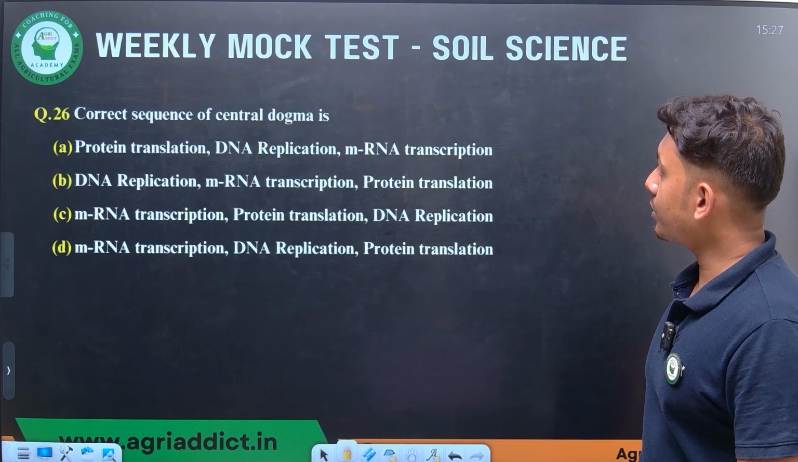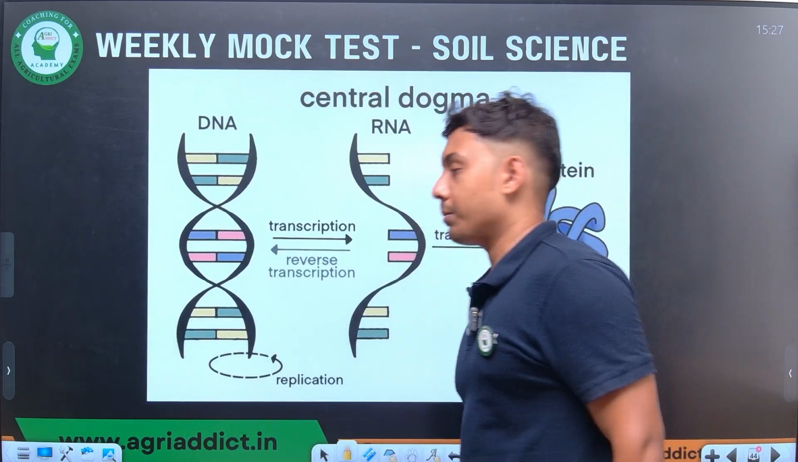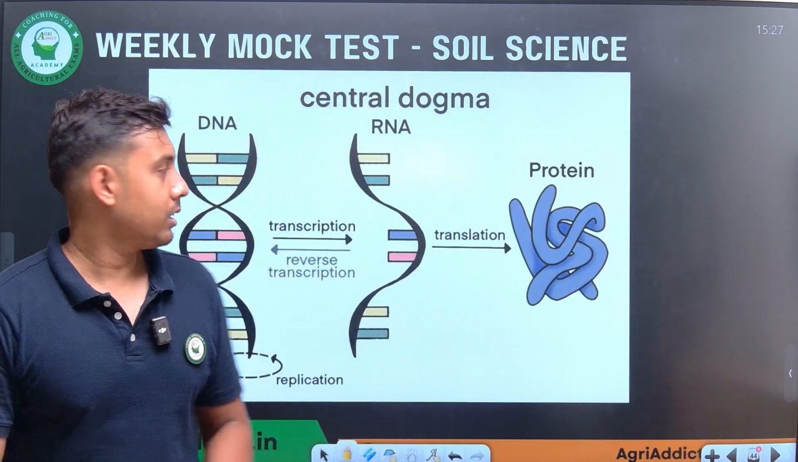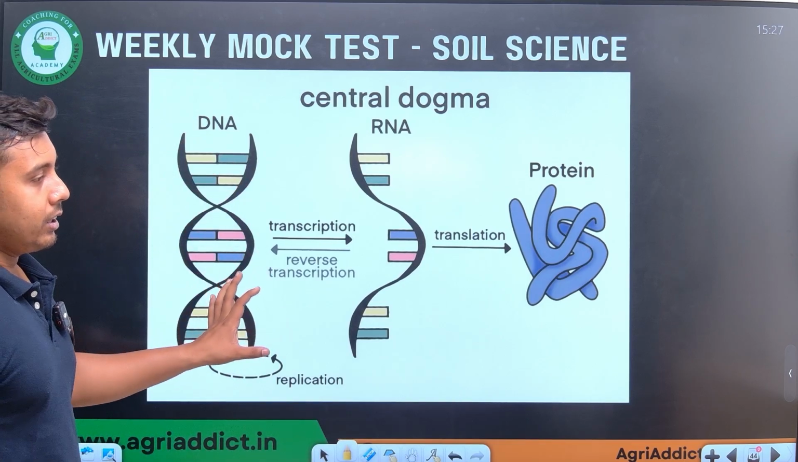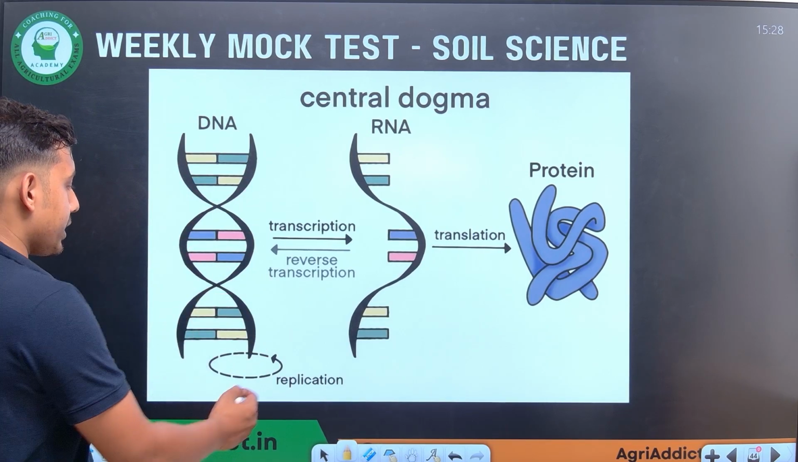Next, the correct sequence of the central dogma. What is the central dogma? This procedure is the central dogma, where we know that DNA is the genetic material. From this, replication happens.